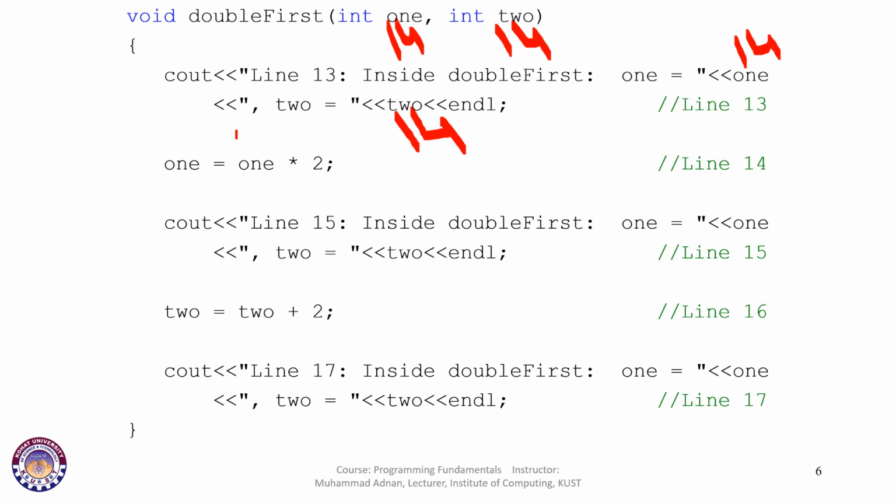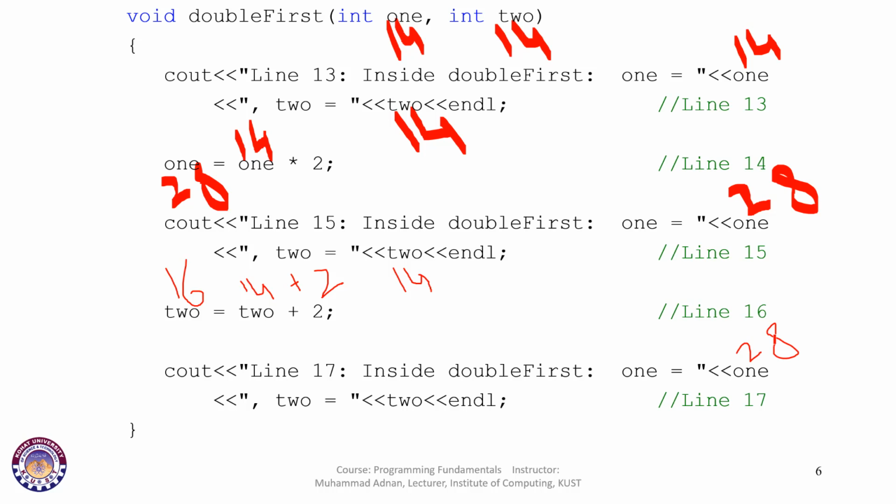So now we change 1, so 14 is multiplied by 2, and we get the value of 28. So when we display 1 we will get 28, whereas for 2 it will still be 14. But now if we change 2, this 14 plus 2 makes 16, so 16 is copied over here. And then when we once again print the values, 1 will have the value of 28, whereas 2 will have the value of 16.